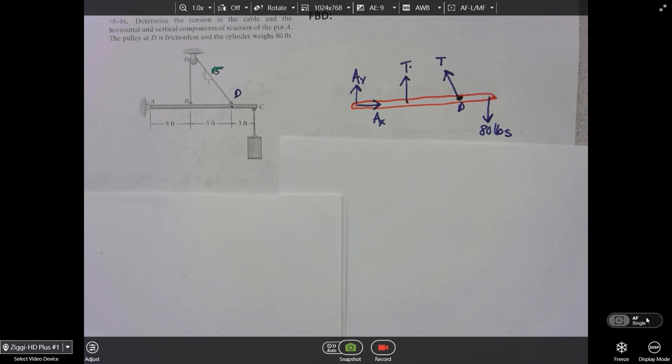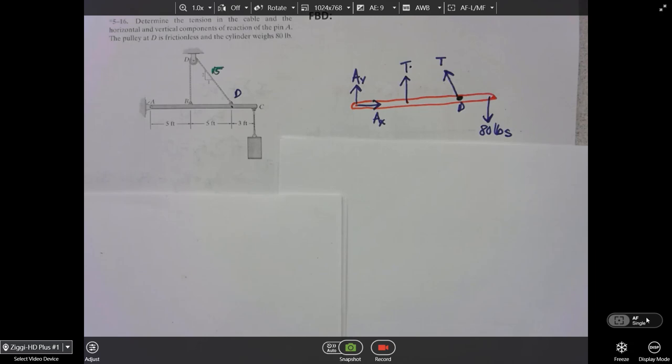Who has the sum of the forces in the X for me? Max? A of X? Anything else? Minus what? T times 1 over root 5. Yep. Famous 1, 2, root 5 triangle.